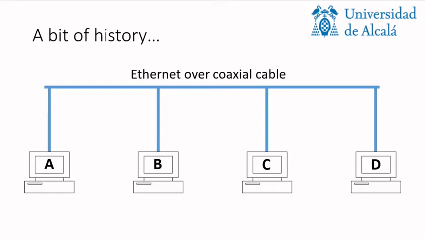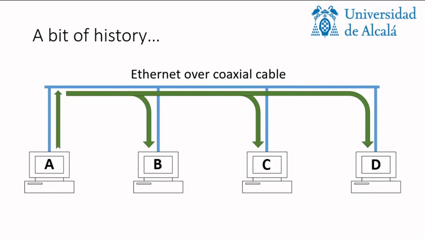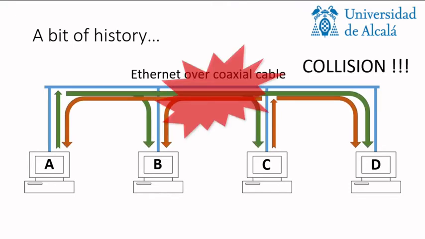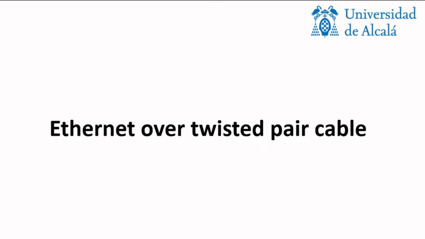Initially, Ethernet worked over coaxial cable. When a frame was sent, the frame was duplicated through all the different parts of the cable and arrived at all the connected devices. Eventually, if another device was sending another frame, this would cause a collision. So, how did everything change?